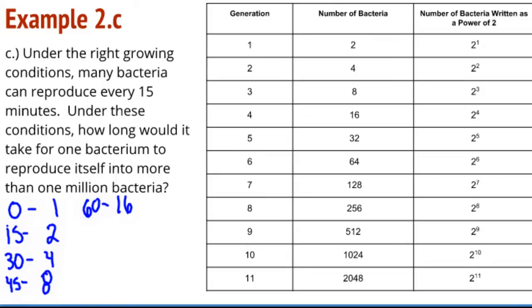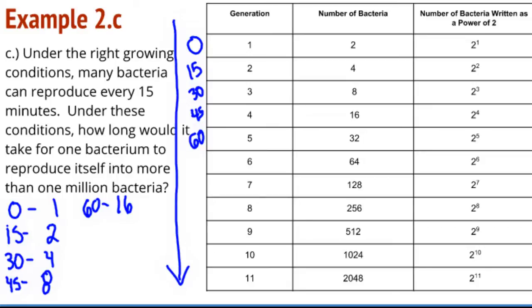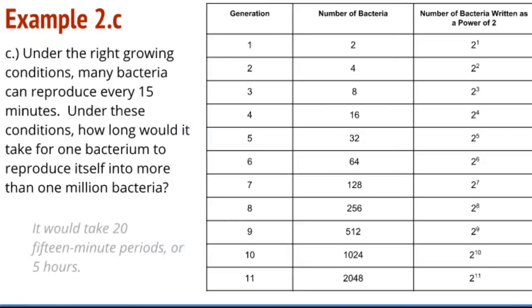Now, if you're paying attention here, you will notice that some of this ties to this generation stuff. So here's the first generation, which starts at 0 minutes. The second generation is at 15. Third generation is at 30. Fourth generation is at 45. Fifth generation is at 60. So you can add a column to your table and keep counting out here. And as you do that, once you get down to that 20th generation, you're going to find out that it's going to take 20 15-minute periods, which is the same as about 5 hours.